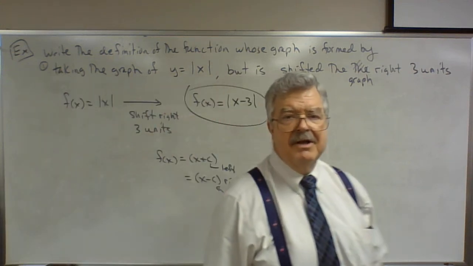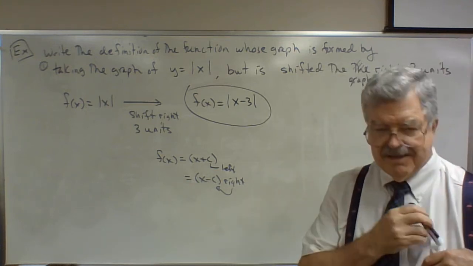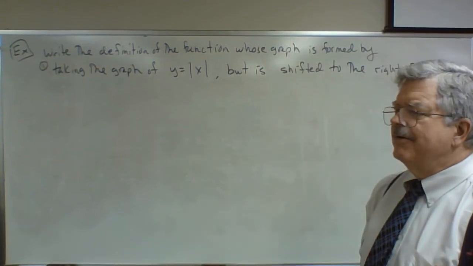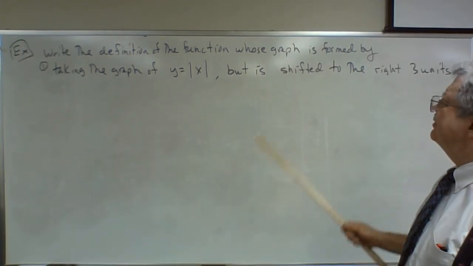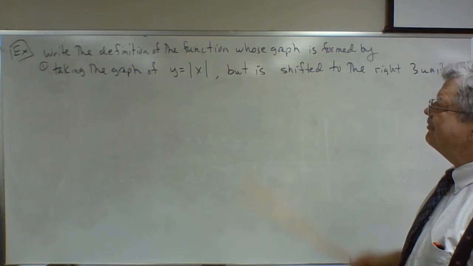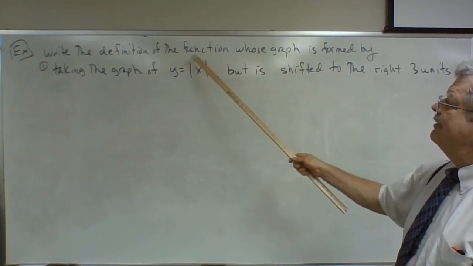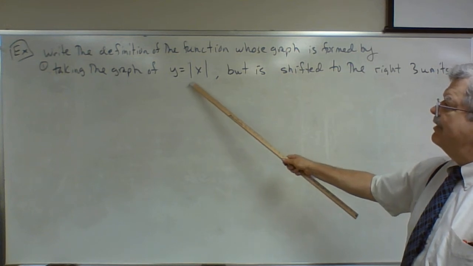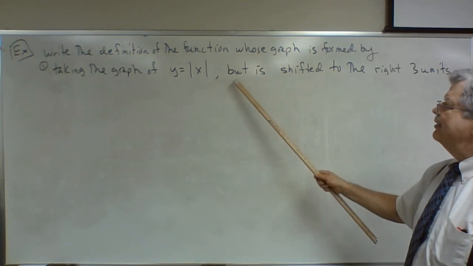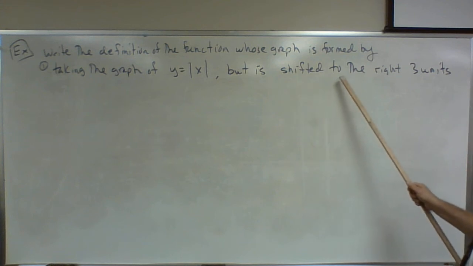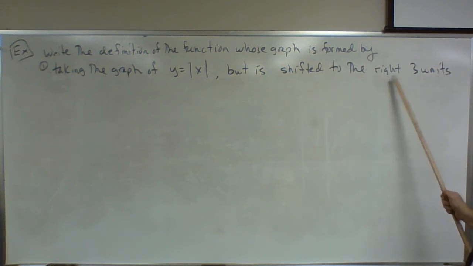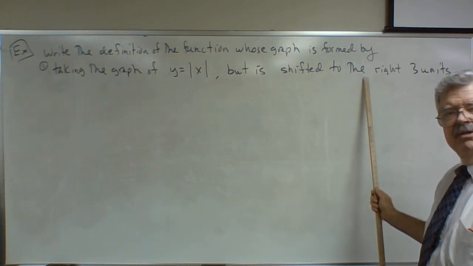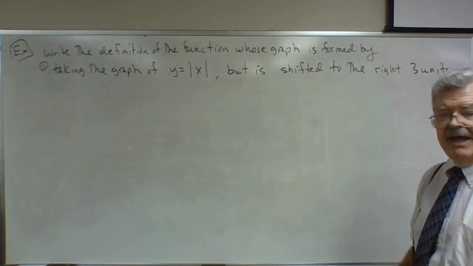Son of a gun, that was a toughie, wasn't it? Before I go on to another exercise, I just realized what this was supposed to say. Write the definition of the function whose graph is formed by taking the graph of y equals absolute value of x, but is shifted to the right 3 units. That's what the example that we just did was supposed to say.